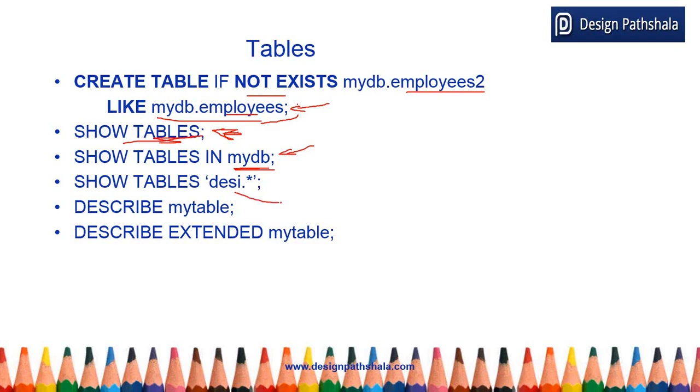Show tables like DESI star will show you all the tables starting with DESI. Describe my table will describe your table and show you the table properties, and describe extended my table will show you the extended table properties. I'll just quickly show you one or two of these commands.